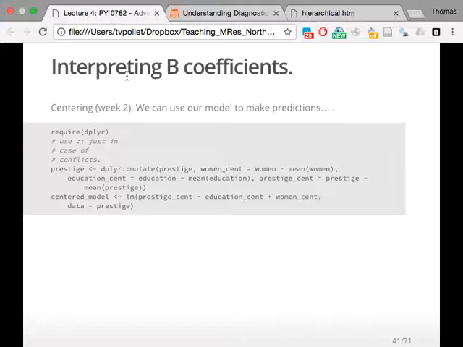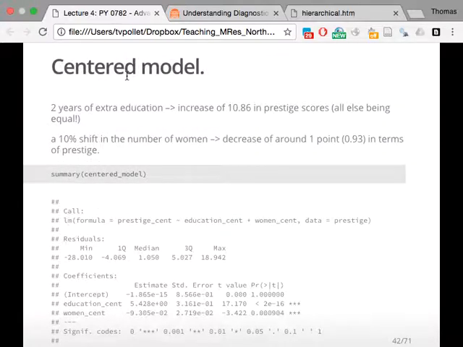So if you want to interpret those B's, sometimes it's easier to center them. And so what I then did is I built a centered model. So it's again the same, but now I've used the centered variables, which I've just built, to analyze.